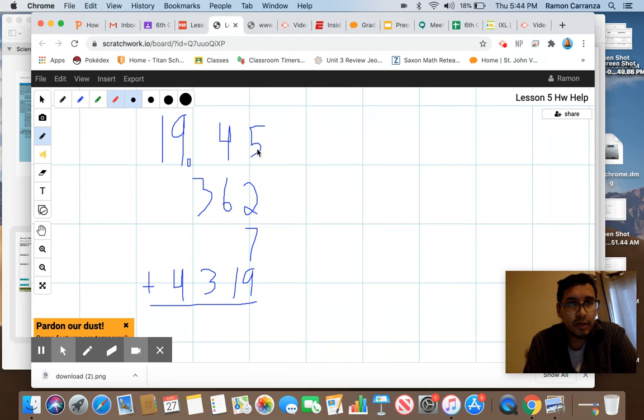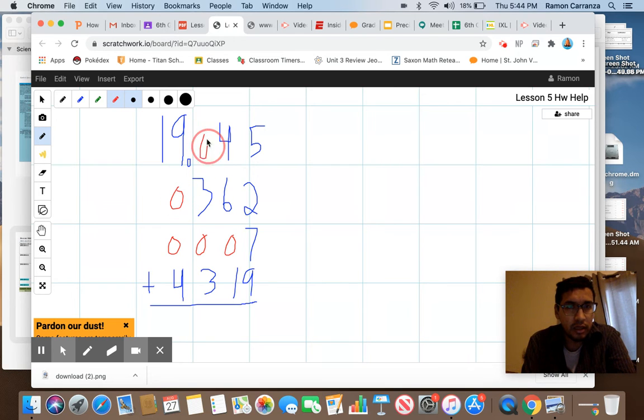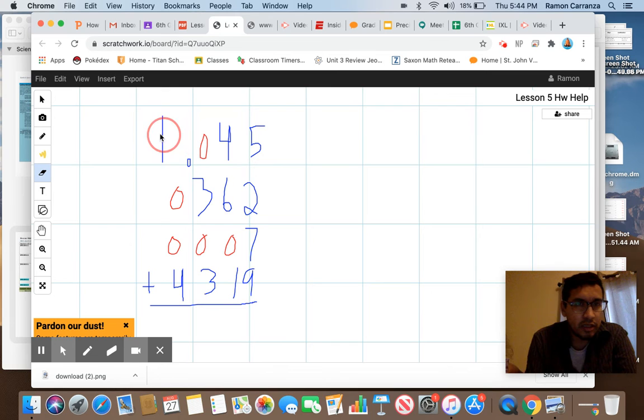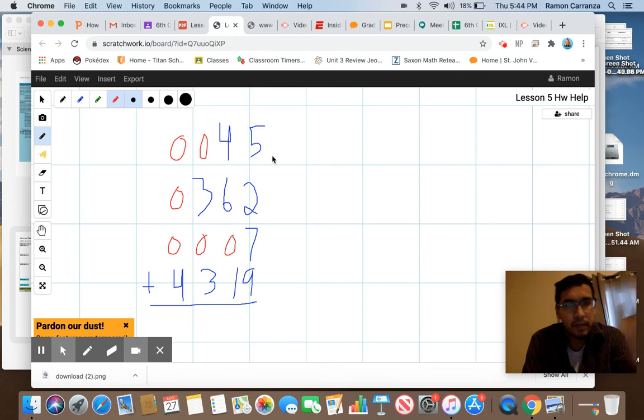19 is asking us to just find the sum of 45, 362, 7, and 4,319. Some of you will not need to do what I'm about to do, but some of you might need help. I like to use terminal zeros to keep my place values intact, to make sure that my ones place is lined up, and my tens are lined up with my tens, my hundreds with hundreds, thousands with thousands. So I'm going to put these terminal zeros. I'm going to erase this 19 because I don't want anybody to get confused, and replace it with terminal zeros. And then from here, we just add straight down. That's 9, that's 18, that's 23. And then you just regroup or carry over as necessary to find your sum.